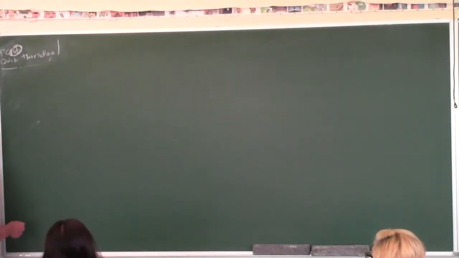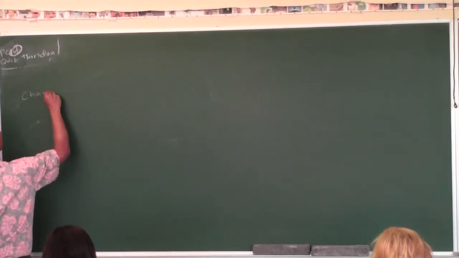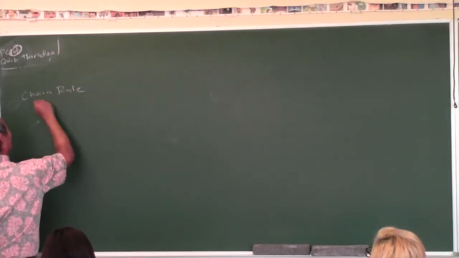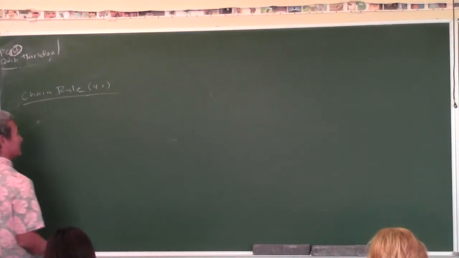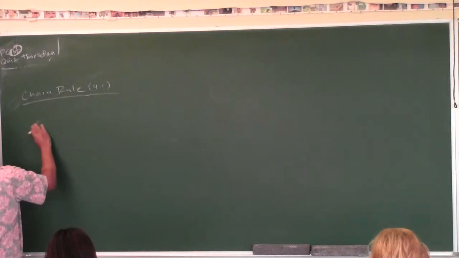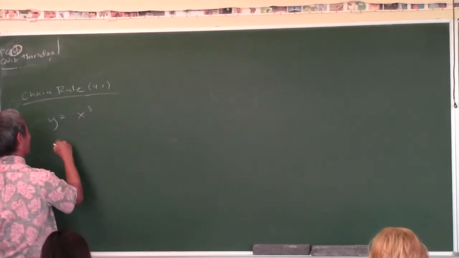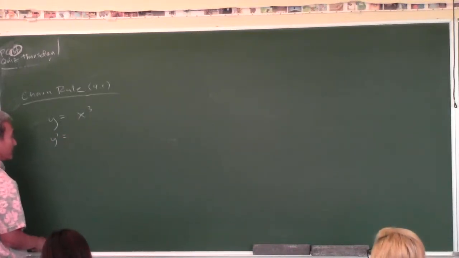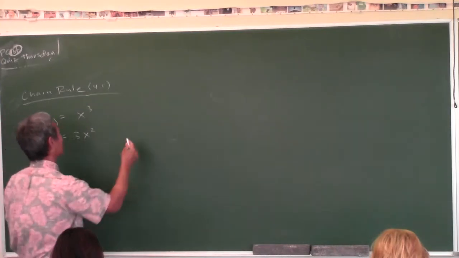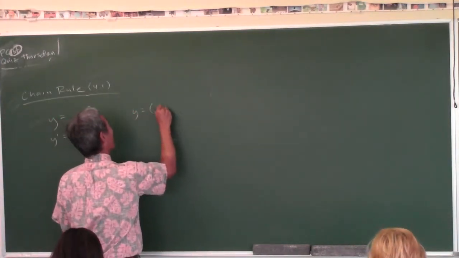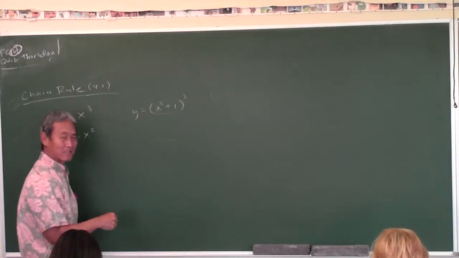Anyway, today is probably one of the most important lessons we're gonna learn. It's called the chain rule, which is section 4.1. So, what if you have x to the third power, how do you take the derivative? 3x squared, that's easy, right? But what if you had something like this, y equals x squared plus 1 to the third power? Can I treat that like an x?